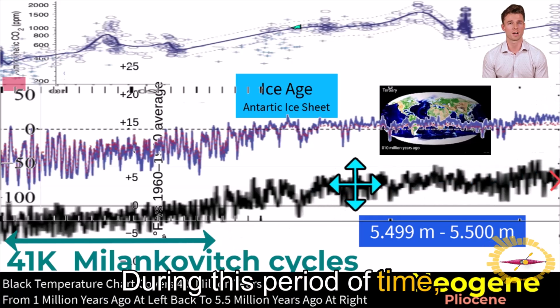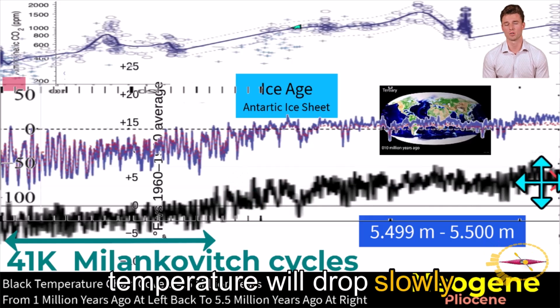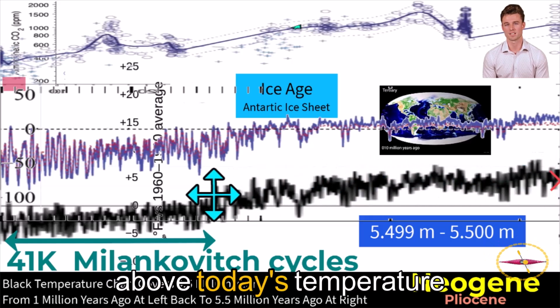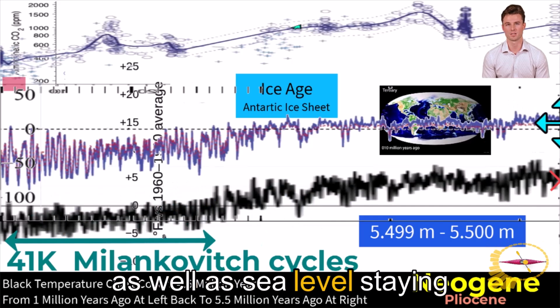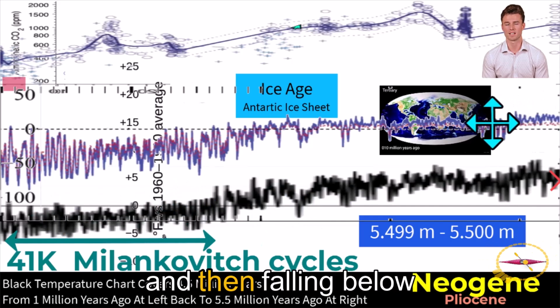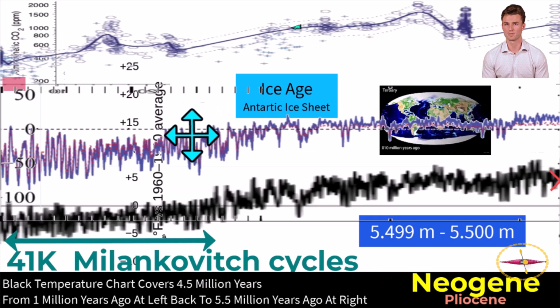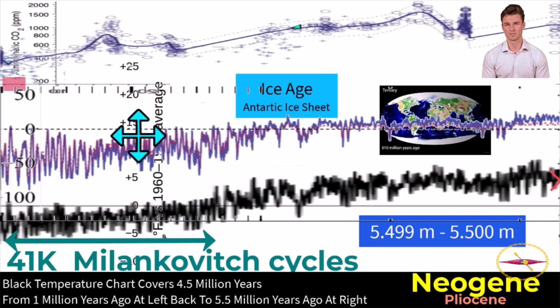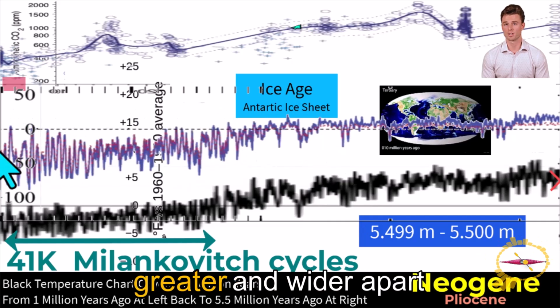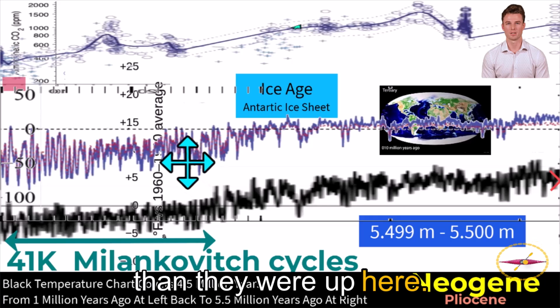During this period of time, you'll notice the temperature will drop slowly from consistently staying above today's temperature down to eventually falling below today's temperature, as well as sea level staying slightly higher than today and then falling below today's level. Also note the frequency of sea level changes. The oscillations will get greater and wider apart than they were up here.